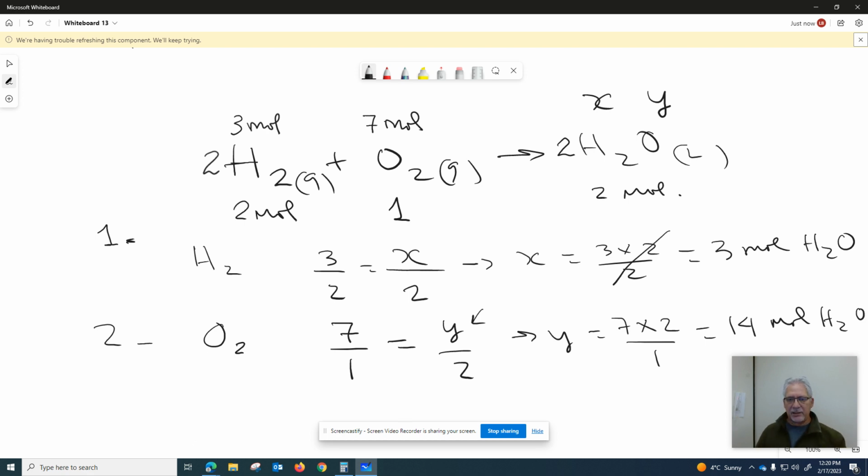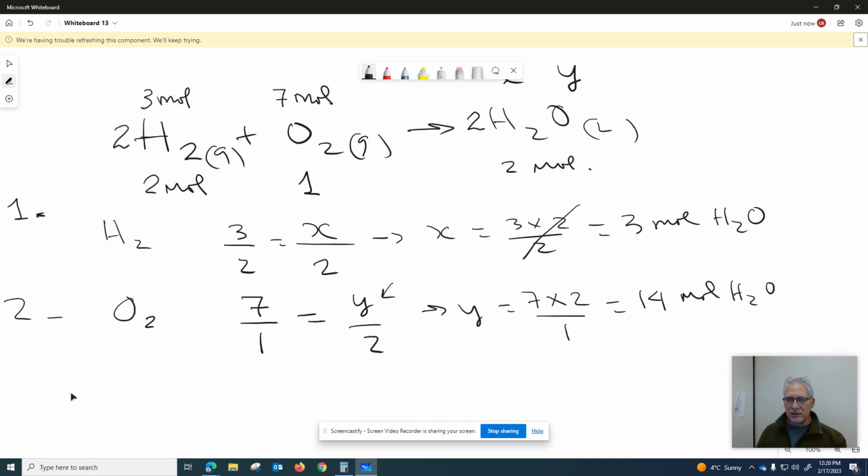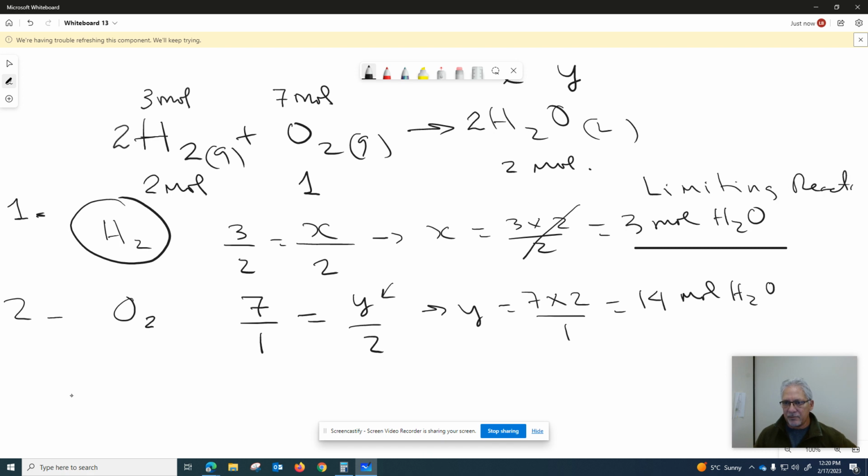Which one is producing the least amount of water? The one producing the least amount of water will be hydrogen, because it's producing three. So when the hydrogen finishes reacting, the reaction will stop. So this one is the limiting reactant. And this one is the excess, right?